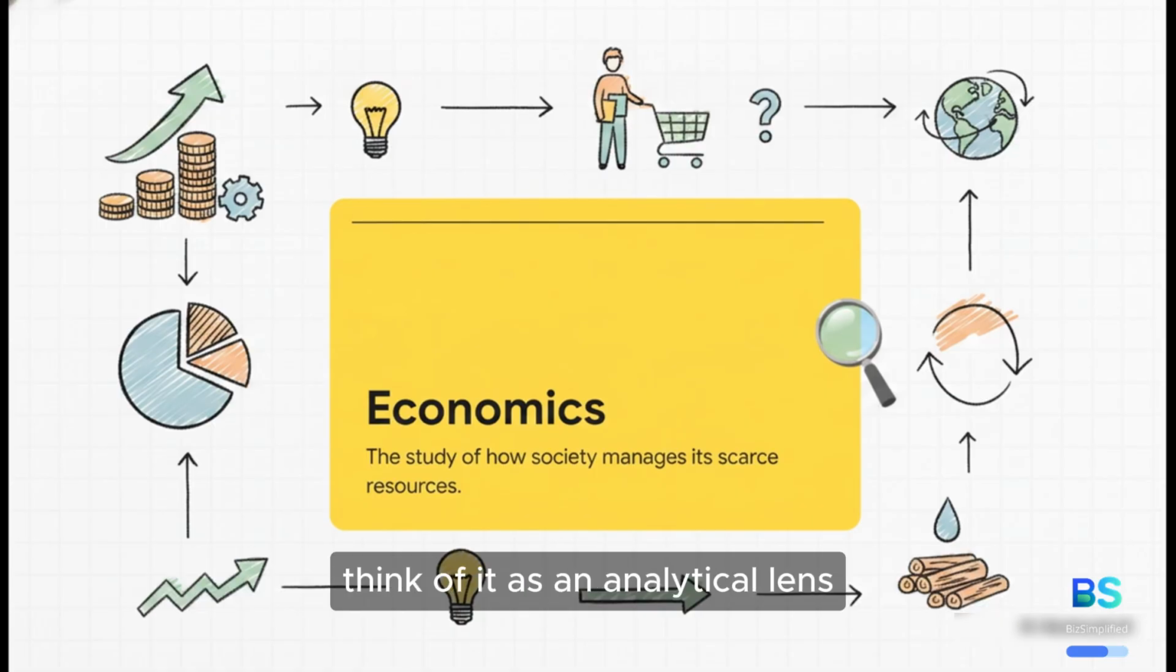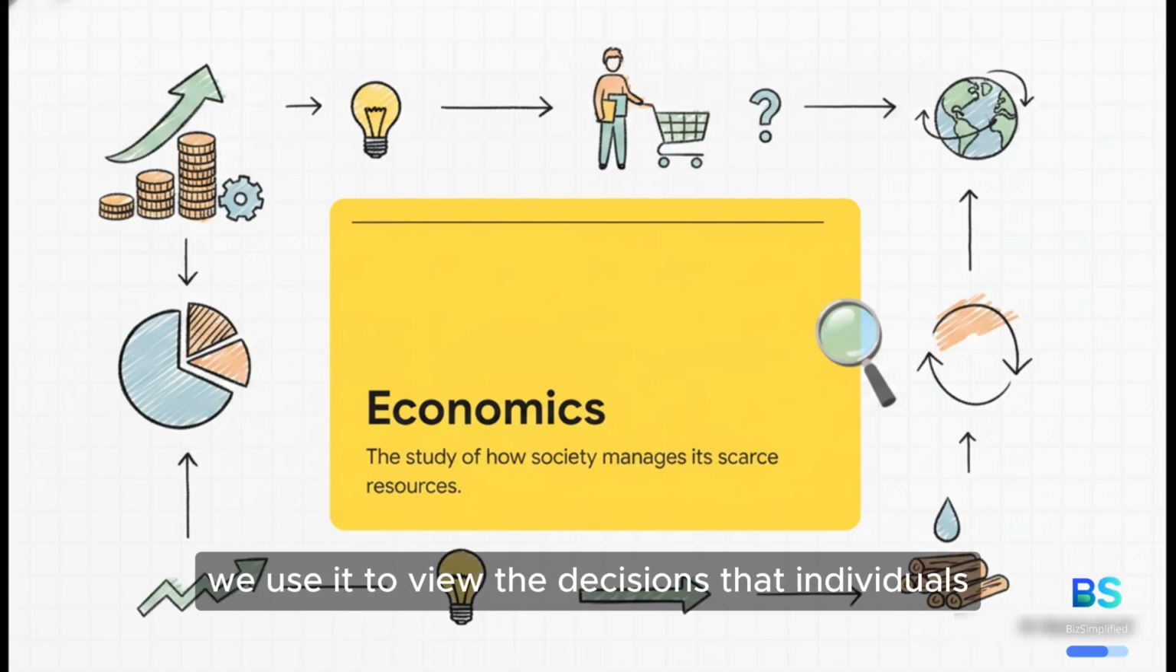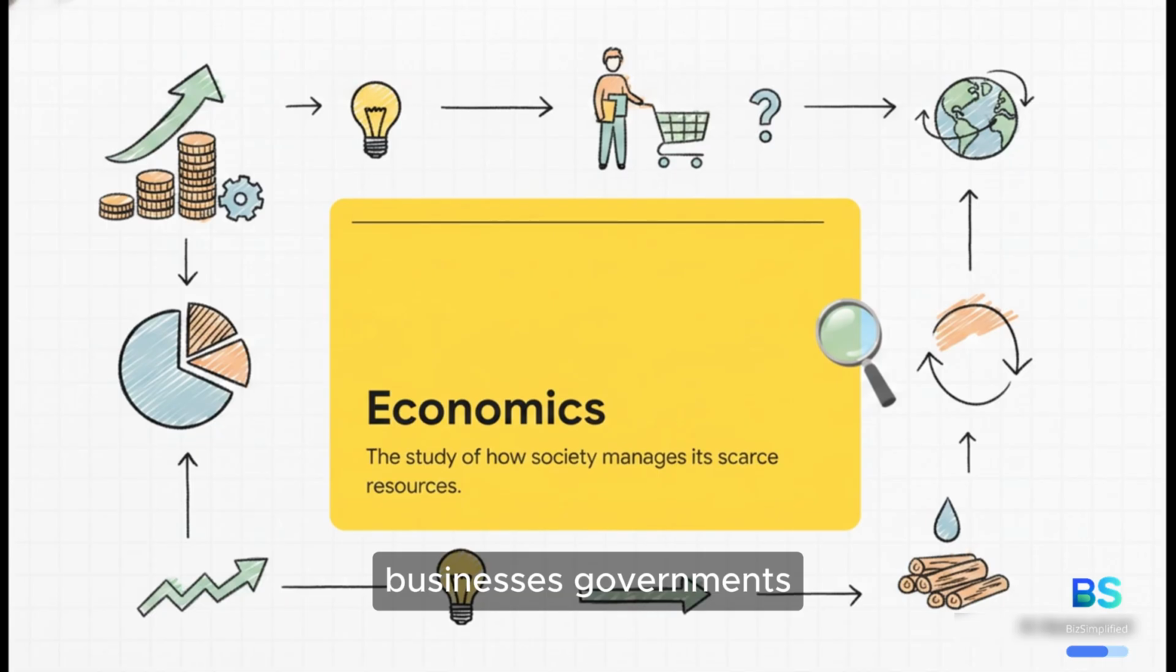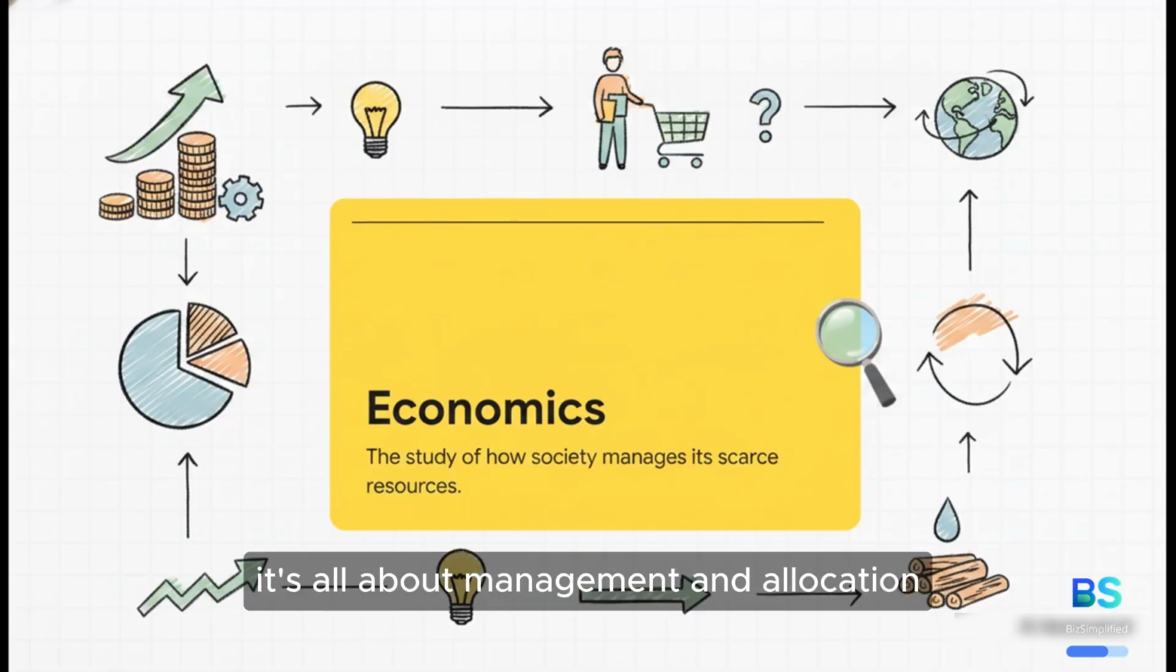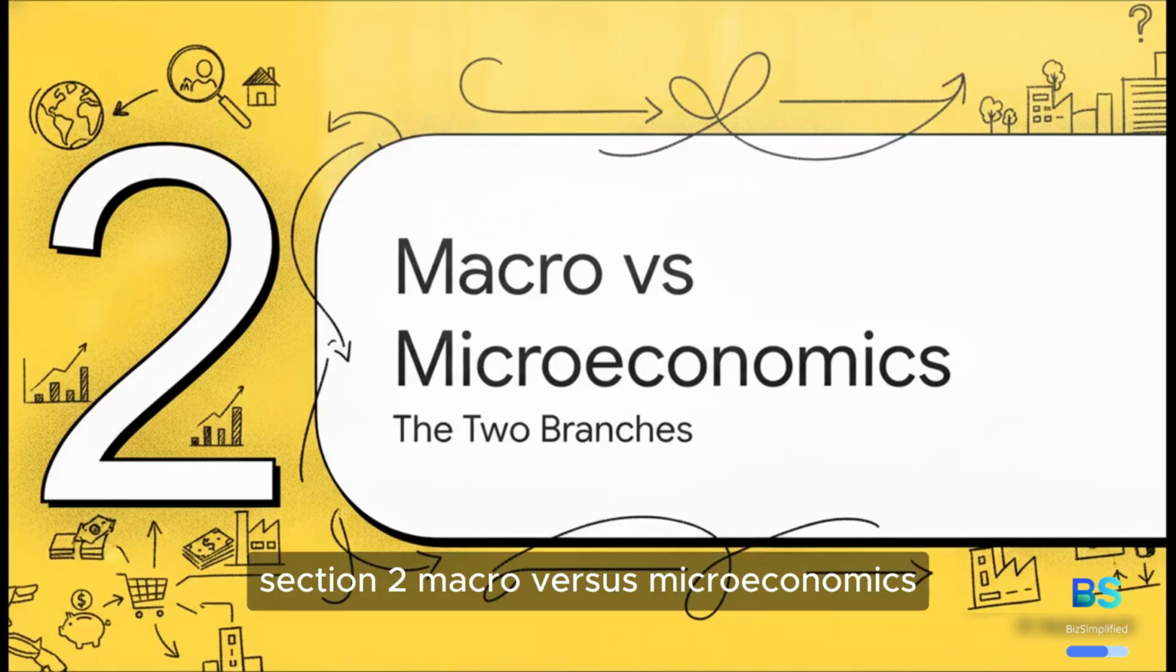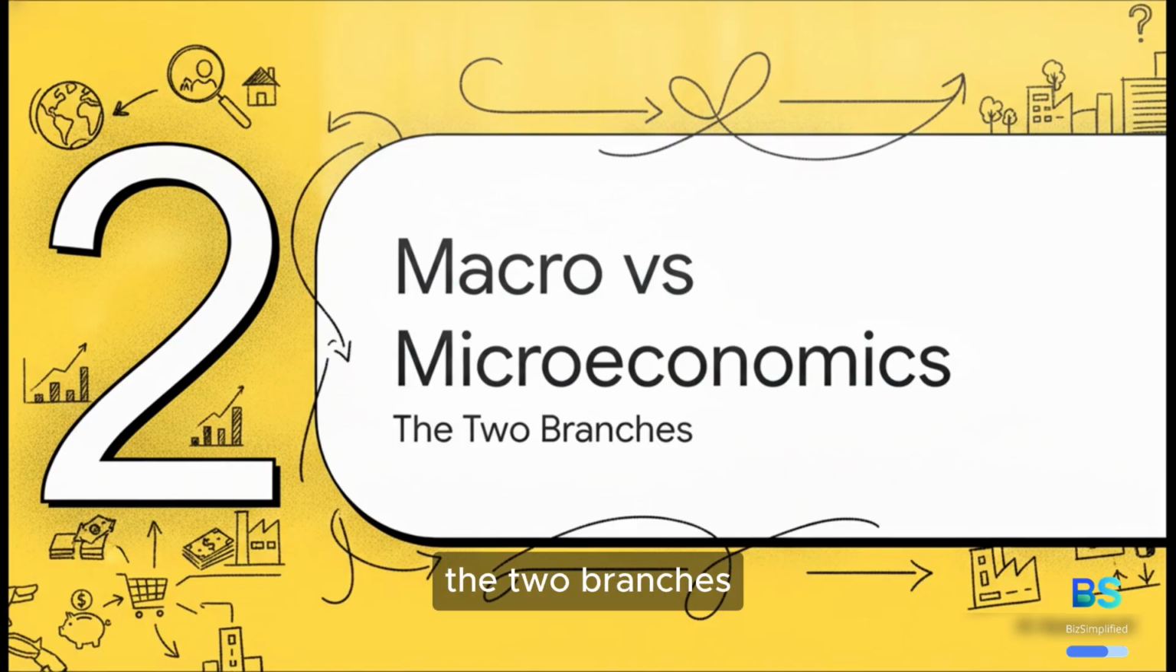Think of it as an analytical lens. We use it to view the decisions that individuals, businesses, governments, and entire nations make simply to allocate what they have. It's really not just about money, it's all about management and allocation. Section 2. Macro versus microeconomics, the two branches.